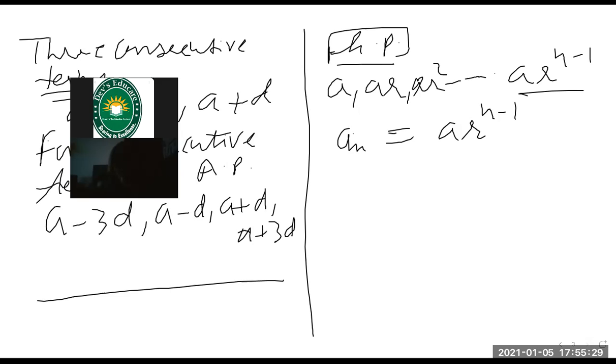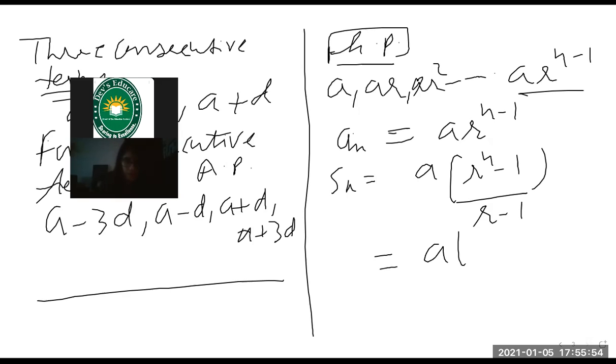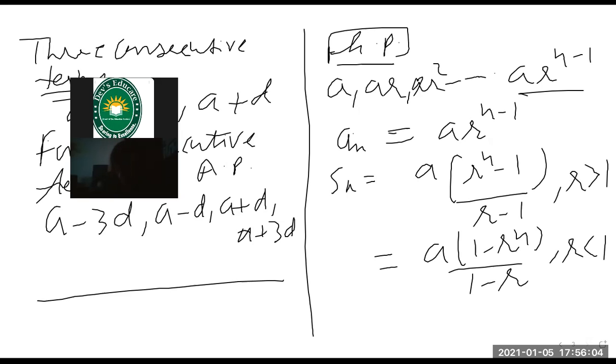Do you use the same symbols or are the symbols different? No, sir, same symbols. Okay. So the sum of n terms is a times (r to the power n minus 1) upon (r minus 1) if r is greater than 1, and a times (1 minus r to the power n) upon (1 minus r) if r is less than 1.